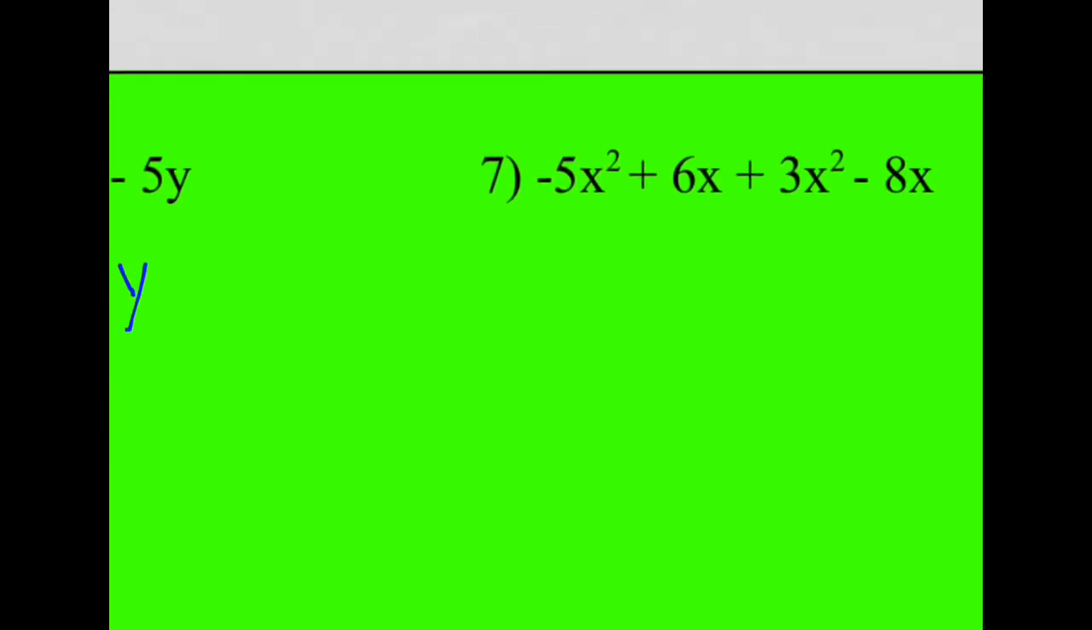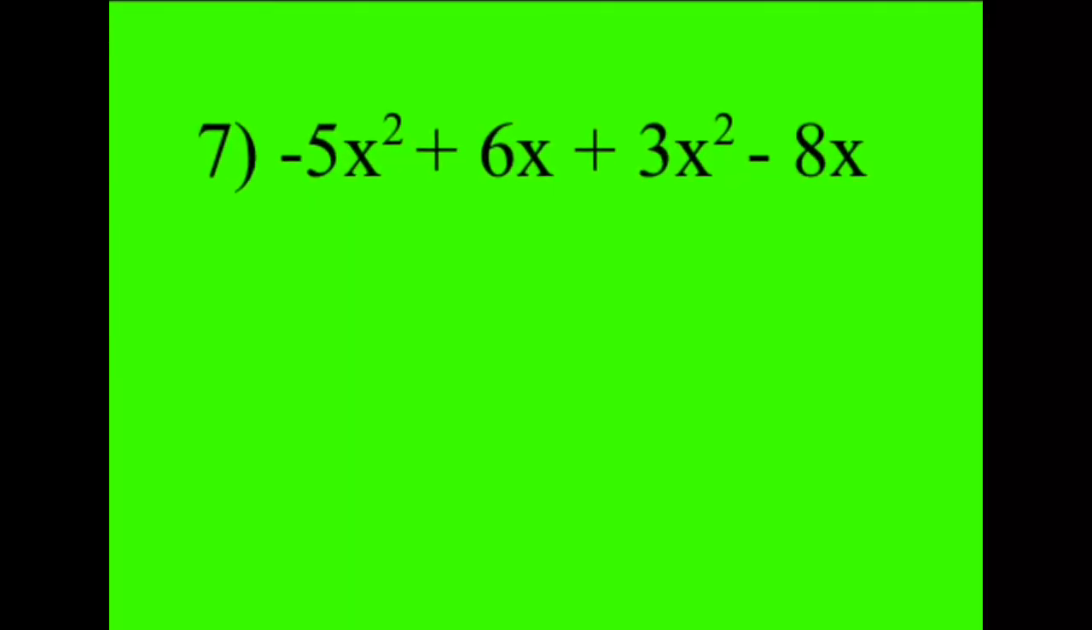Okay, number 7. So take a look here. We have a variable part of x squared. We haven't really seen that before. So we have a negative 5x squared. We have a positive 3x squared. We have a positive 6x. We have a negative 8x. Now the variable x squared is different than x. So we can only combine the x squareds. We can only combine the x's. Okay, let's take a look at our x squareds first because they have a larger exponent part.